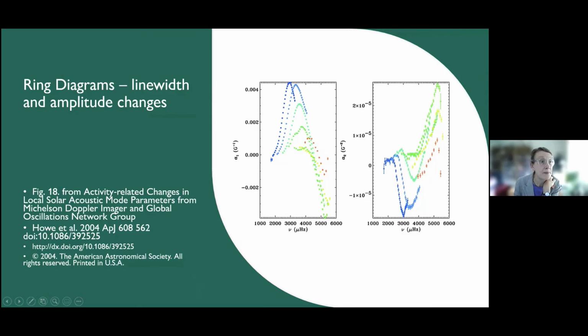So that's giving you an idea that the amplitudes, line widths and lifetimes of the modes are affected by magnetic activity. So the activity is basically damping the modes more, which makes the amplitudes lower and the lifetime shorter.